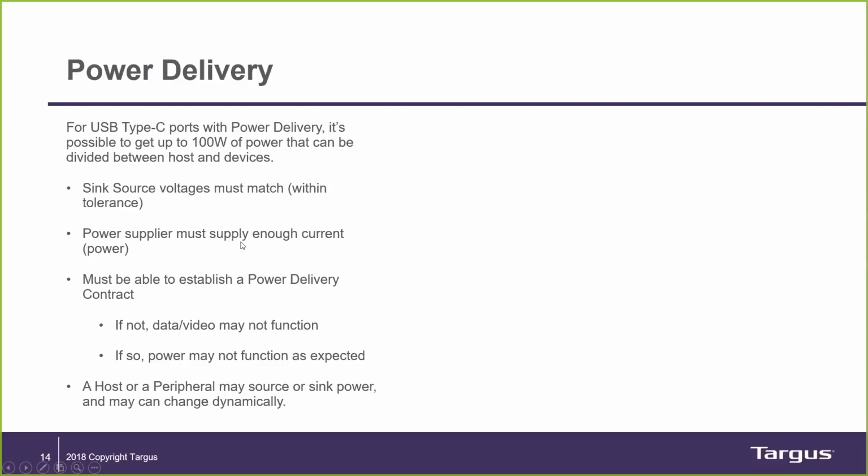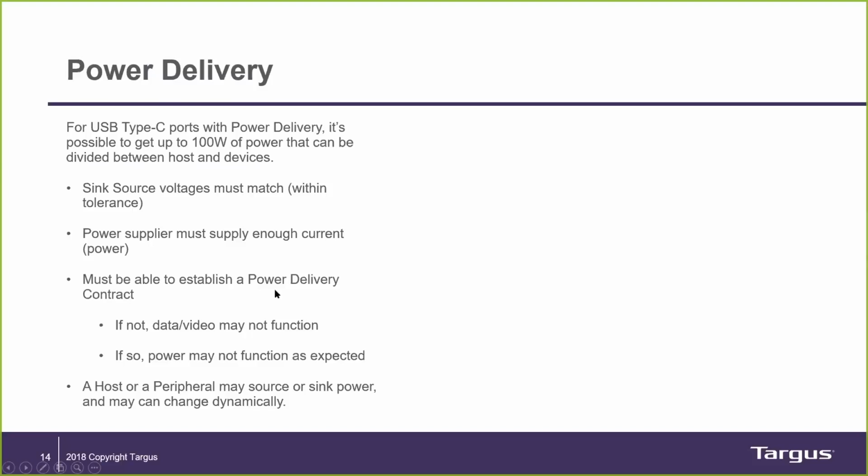The power supplier must be able to supply enough current to the sink, the thing taking power. And we say current here in amps, but most of the time people talk in terms of power, which is the product of voltage and current, or watts. But make sure you have enough current to supply. So that's something to remember. And watch your power budget. That's something I'll mention a little bit later too.